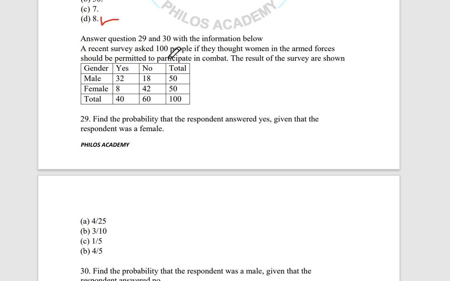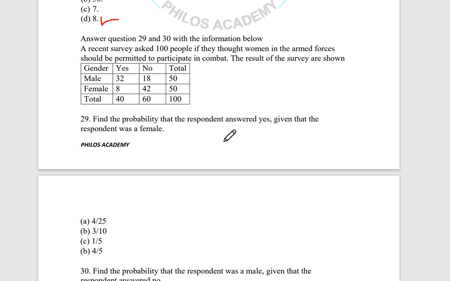Answer question 29 and 30 with the information below. A recent survey asked 100 people if they thought women in the armed forces should be permitted to participate in combat. The results of the survey are shown below. So this is the result. Now, I think this is a conditional probability question. Question 29 is asking to find the probability that the respondent answered yes, given that the respondent was a female.